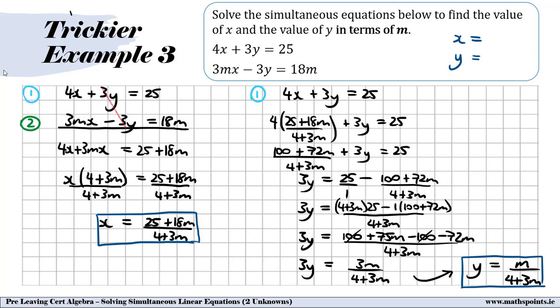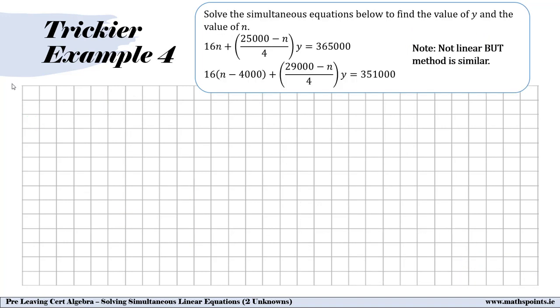So just an example where we give our answer in terms of some other letter that we haven't been given the value of in the question. So example 4 is a question that's been heavily modified from an algebra question on a Leaving Cert higher level paper. So it was quite a long question. This was the final part.